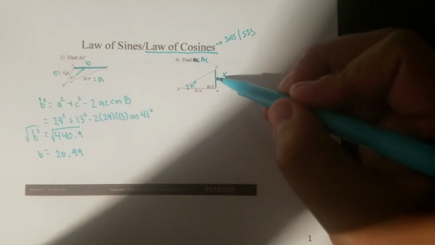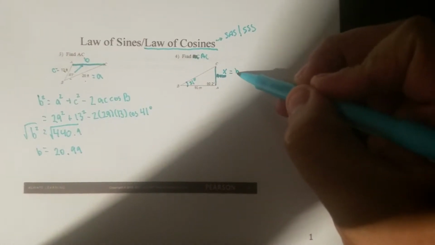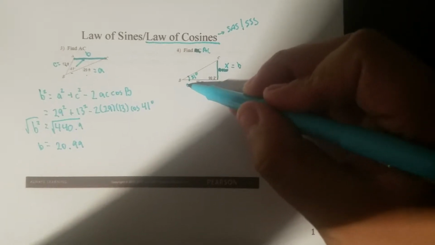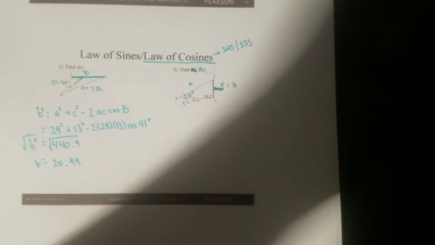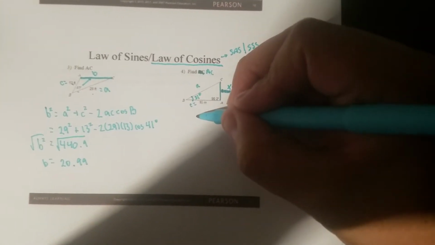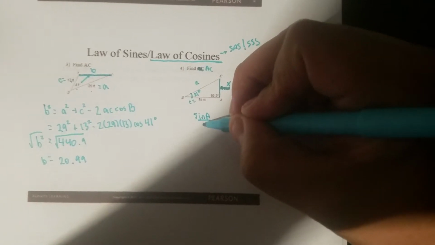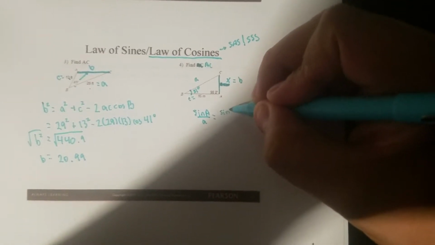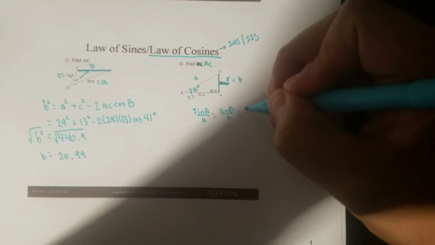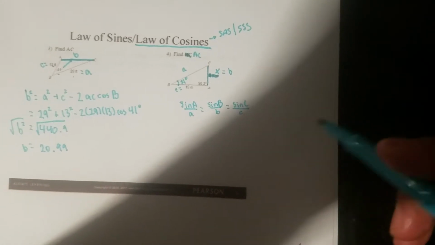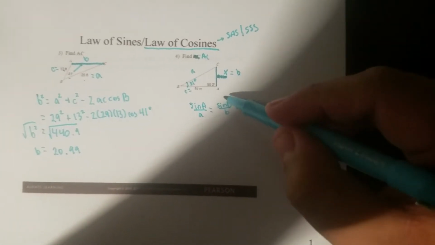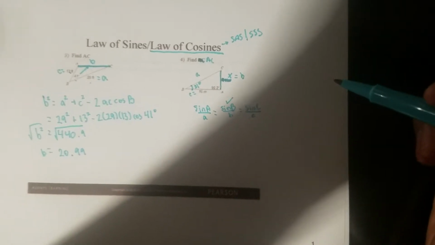So now what I'm going to do is, again, let's label a triangle. This is going to be little b. This one's going to be little c. Little a. So I am going to use law of sine. So sine A over A equals sine B over B equals sine C over C. So since I'm looking for little b, this is the one I want. And the other one I want is going to be the one that has both the angle and the side.